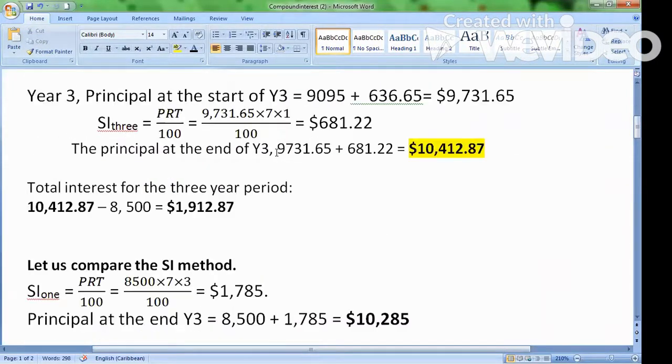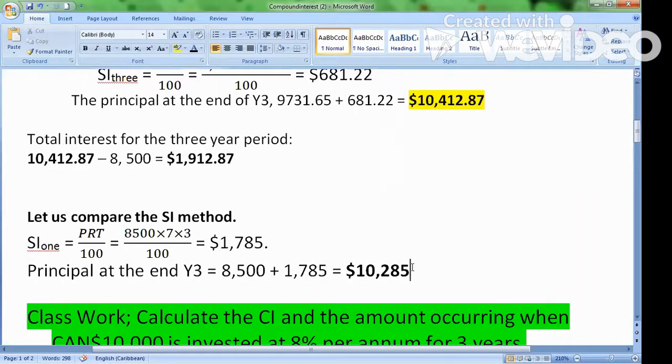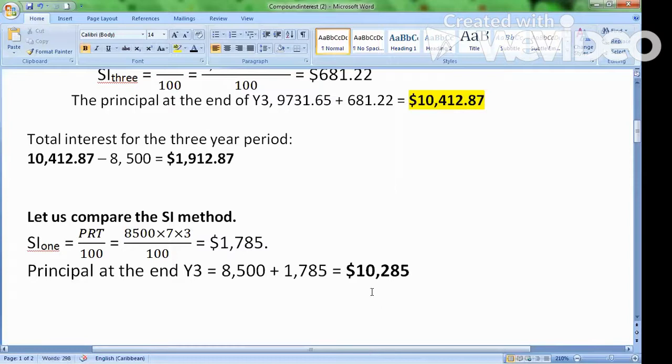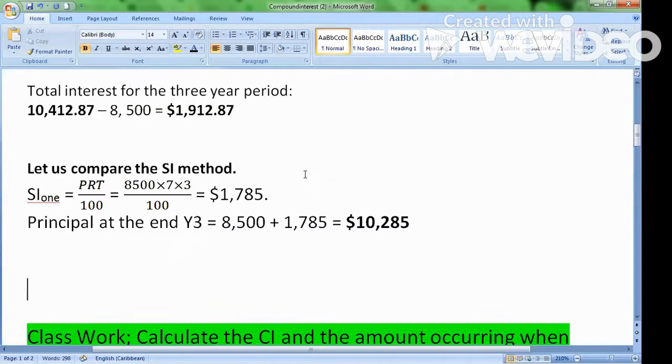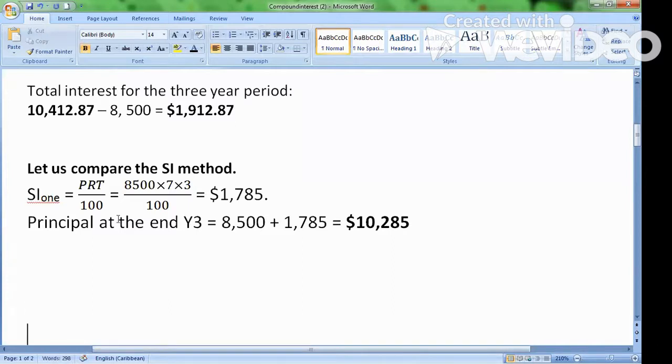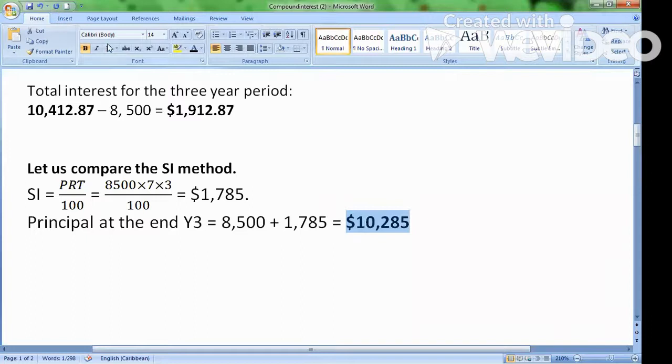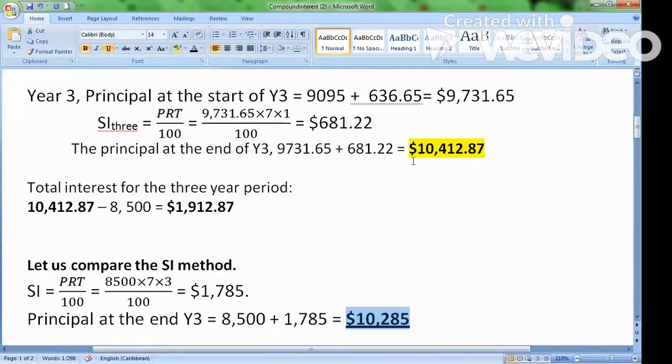All right. Now what I did, you see, is to make a comparison using the what? The simple interest formula. So it says, let us compare the SI method. So see there? Well, this shouldn't be SI. This should be just simple interest. I see I put the 3 there. So I get 1785. And what would you do with the 1785? You add it to the original money deposited. And when you notice, look how much I get. 10,285. With simple interest, but with compound interest, how much do I get? 10,400. So a difference of about 300 dollars.